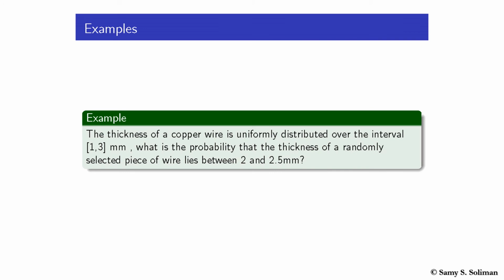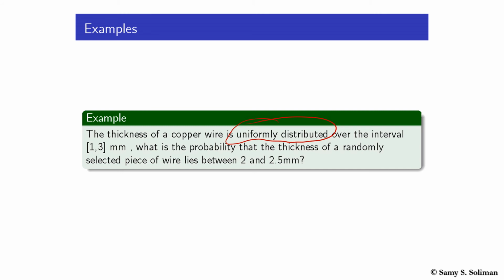Another example, let's read it together. It says that the thickness of a copper wire is uniformly distributed over the interval of 1 to 3 millimeters. So we have a copper wire, and its thickness is somewhere between 1 millimeter and 3 millimeters, and all the possible thicknesses are equally likely. This is what we knew from reading that the thickness is uniformly distributed.